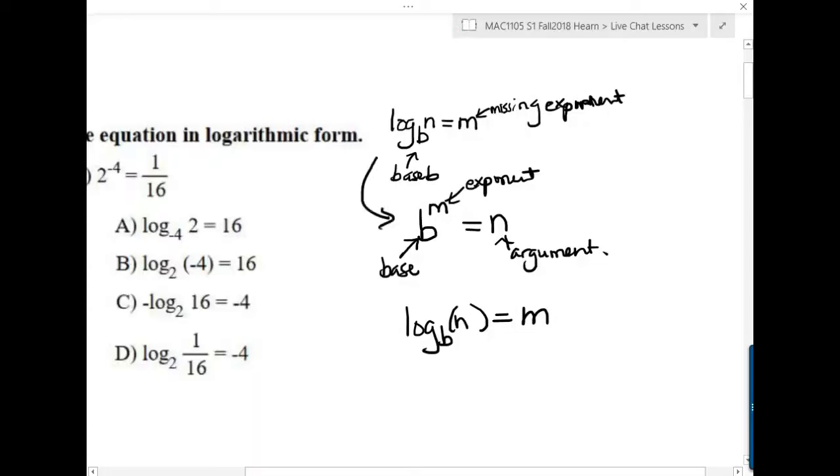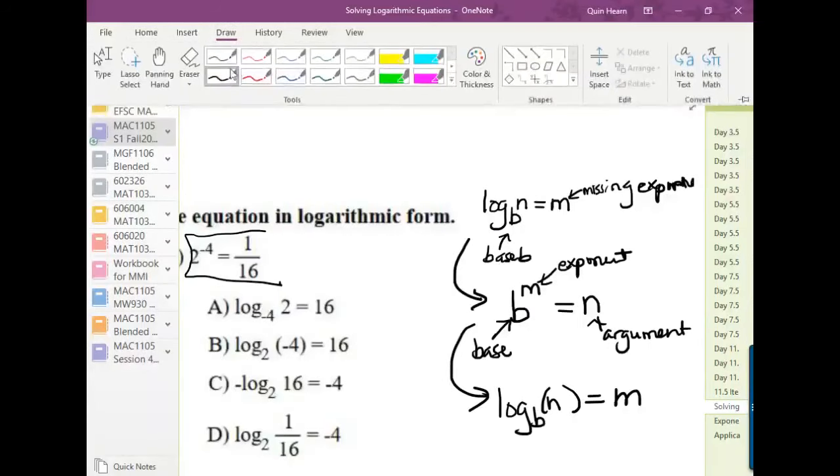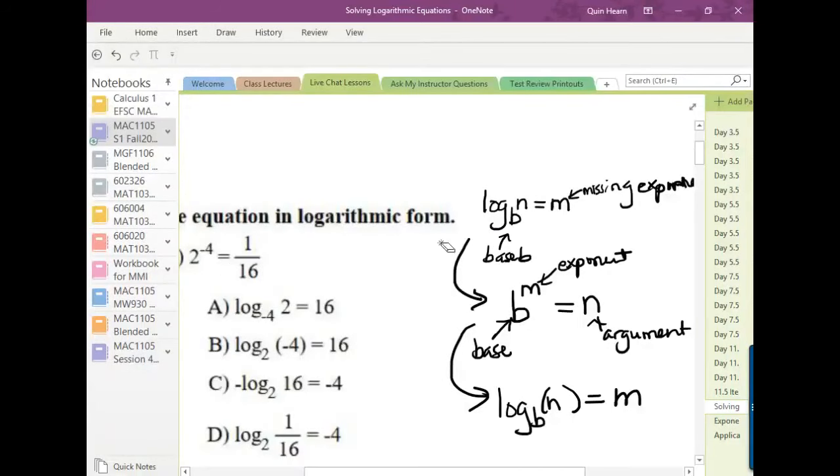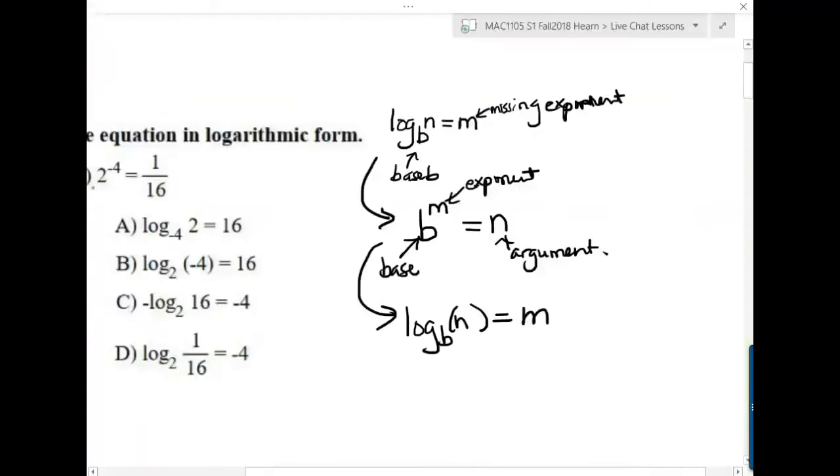All right, so we need to be able to go between exponential and logarithmic forms. Here we're given an exponential form. Okay, so here we're given an exponential form and we're asked to find the logarithmic form. So let's identify the parts. So the base is 2 in this case. The exponent is -4, so this must be the argument of the log here.